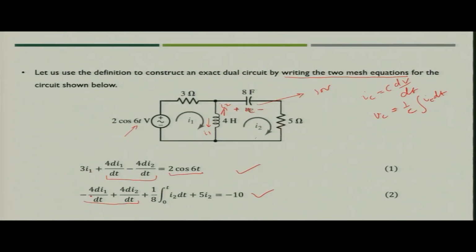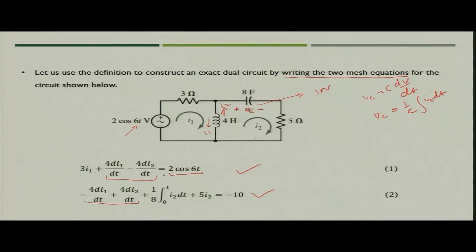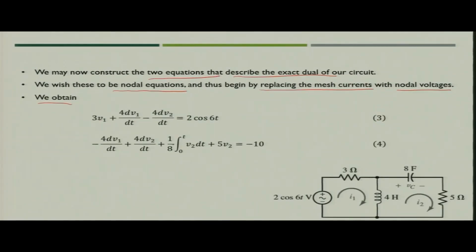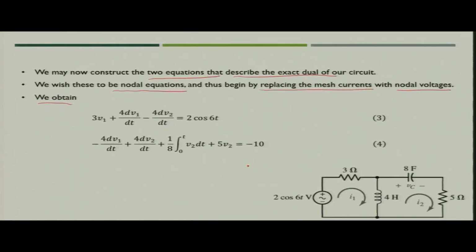And then this will become minus 4 d I1, where I1 will be replaced by V1 and I2 will be replaced by V2. So, minus 4 dV1 by dt plus 4 dV2 by dt. So, this has come, and then I2 will be replaced by V2. So, this will become 1 upon 8 integral 0 to t V2 dt plus 5 V2 equal to minus 10. So, now we have got the two equations for nodes.